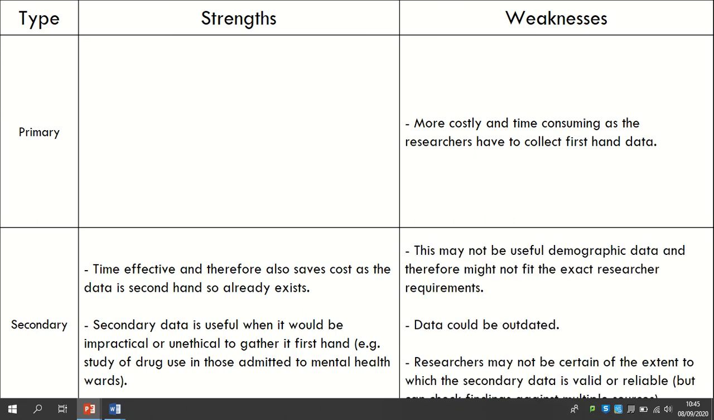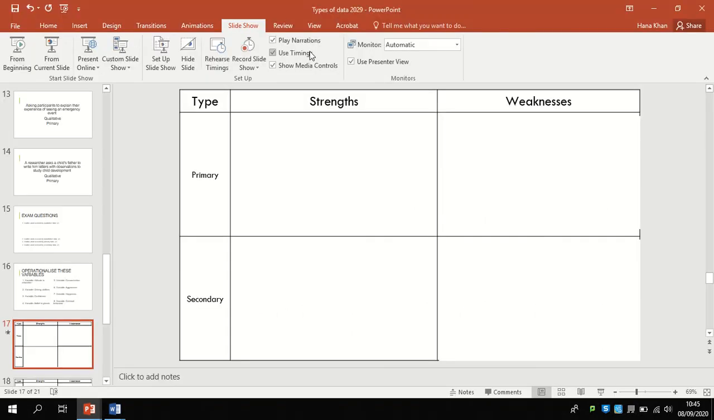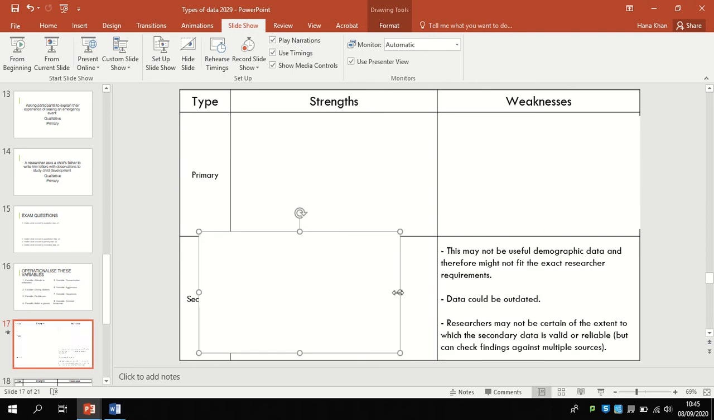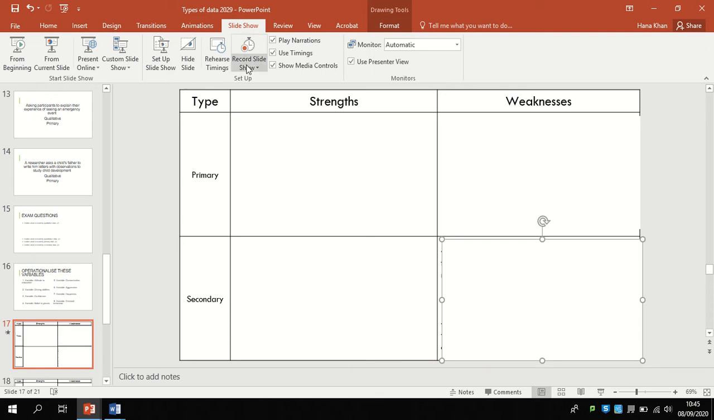Weaknesses, however, of secondary data is that it might not be a useful demographic. What that means is the participants you're looking for might not be the participants you really want to look at, so they might not fit the exact researcher requirements. Data could be outdated as well, and we also have that researchers may not be certain of the extent to which secondary data is valid and reliable. So, for example, you could go onto a website and find some statistics, but how do you know that those statistics are truthful, reliable and valid, and not biased, and things such as that.